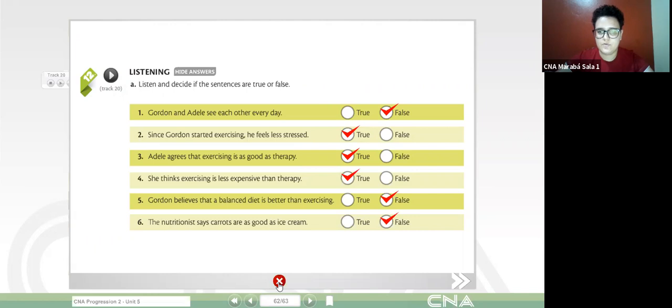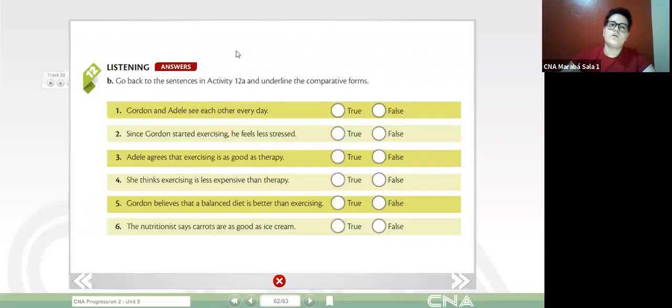Okay. Great. In letter B, you are going to go back to the sentences and underline the comparative forms. So in number 1, we don't have any comparative forms because it's just a statement of see each other every day. But in all the other sentences, we have comparisons happening. Example, in number 2 we have, since Gordon started exercising, he feels less stressed. So this is a comparative form. It means he feels minus stressed, okay? More is this, and this is less. So Gordon feels less stressed.